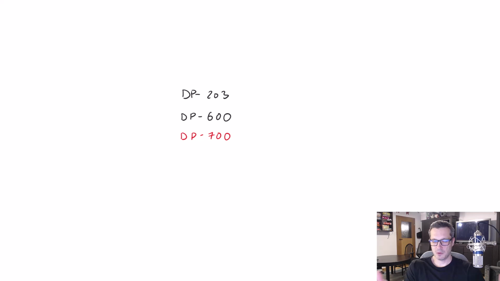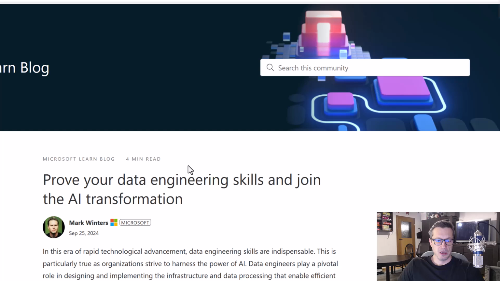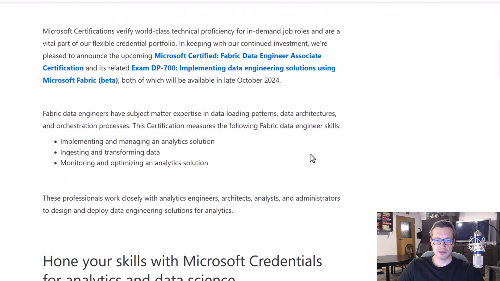Alright, so what's the difference between these three? A good way to start comparing those exams and those certificates is to take a look at the official announcement of this new exam. So let me open this, and all the links will be available in the video description. Here we've got this blog post by Mark Winters from Microsoft where he described this new certification.